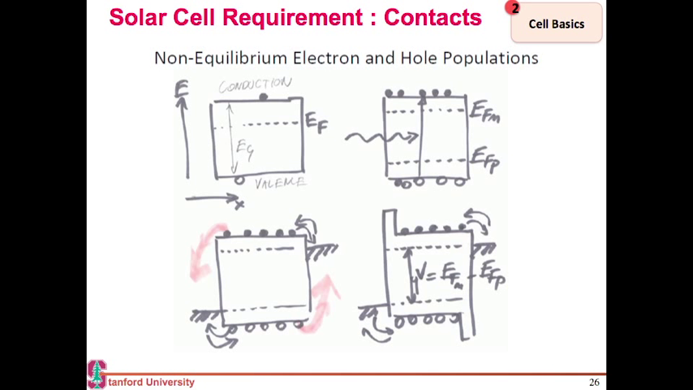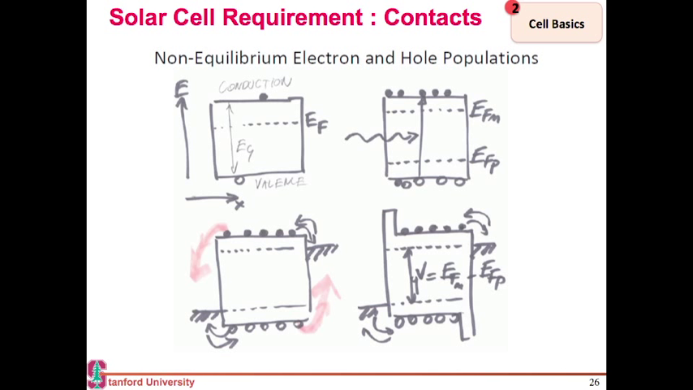The second requirement is that you need selective contacts. That is, if you have these two states, I've bunched them together and drawn them like a conduction and valence band. So all I need is this density of states bottleneck.